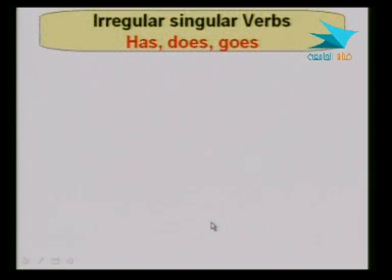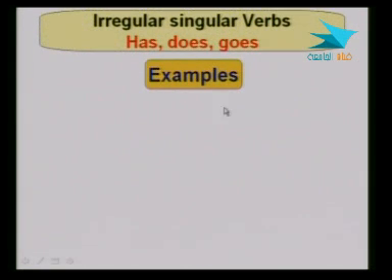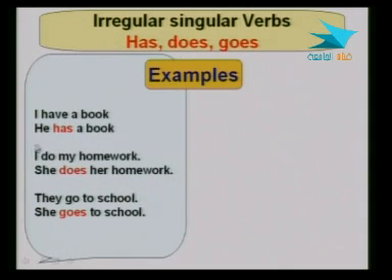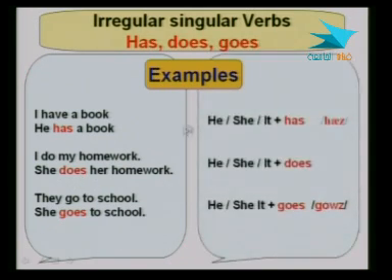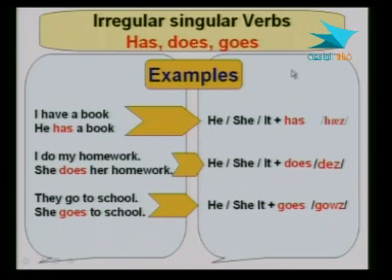Examples. Of course, irregular singular verbs: has, does, goes. We have examples here. I have a book. He has a book. I do my homework. She does her homework. They go to school. She goes to school. And he, she, it plus has. It has to have that has, and he, she, it, that do becomes does, and he, she, it plus goes. And these arrows again are just for the purpose of clarification.